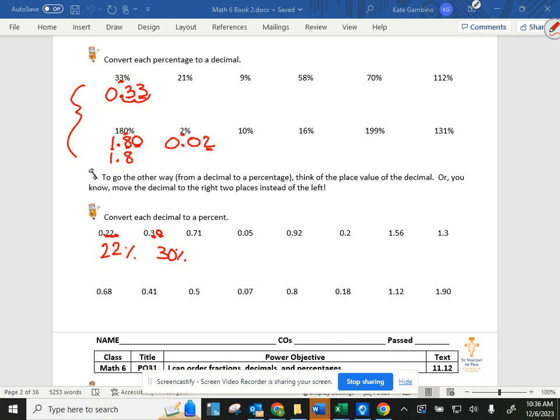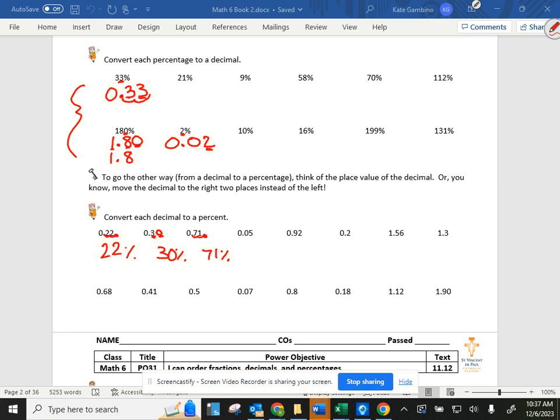Should we do one more? Okay, 0.71, 71 hundredths. What would that be? What percentage? Lilia? 71%. 71%, because we want to move that decimal place over two places, then that becomes our percentage.